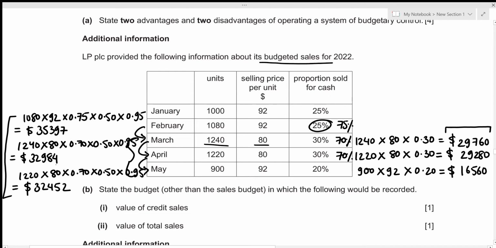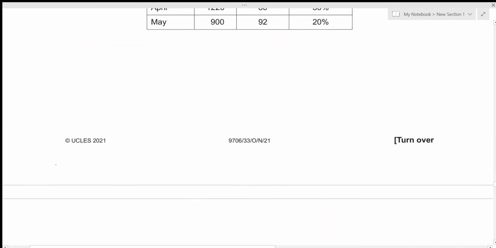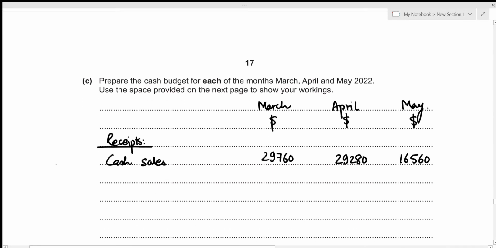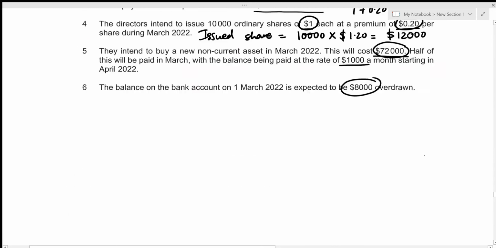So now we record these three amounts for the month of March, April, and May respectively under the heading of trade receivables received after 1 month. Let's do that. So we can just write it down as trade receivables, which we received right after 1 month. For March, we figured it out to be 35,397. For April, it was 32,984. And for May, it was 32,452.